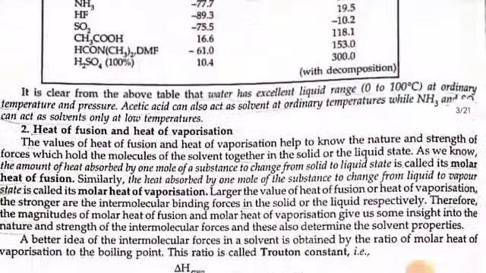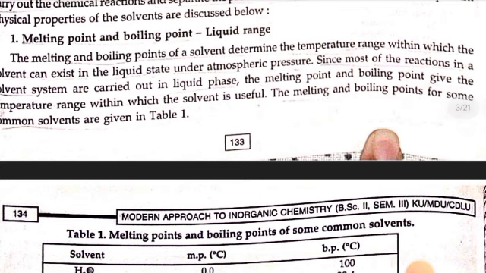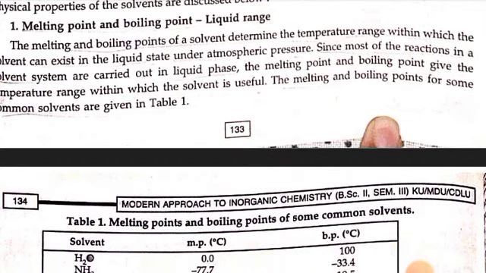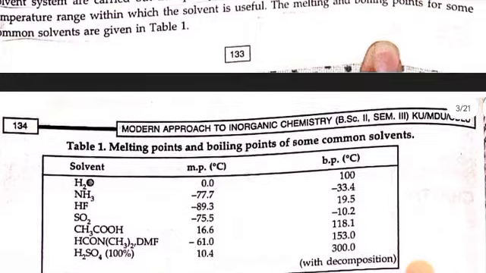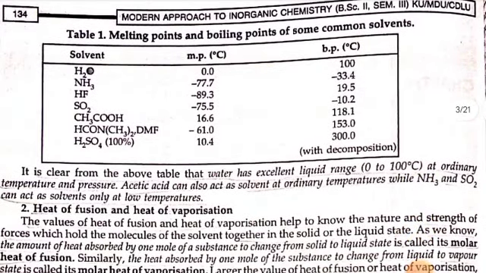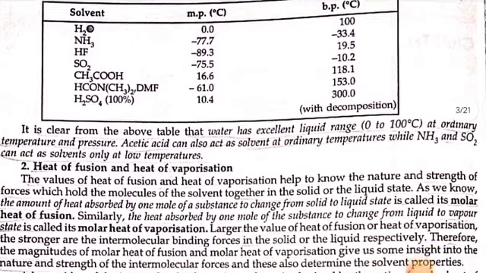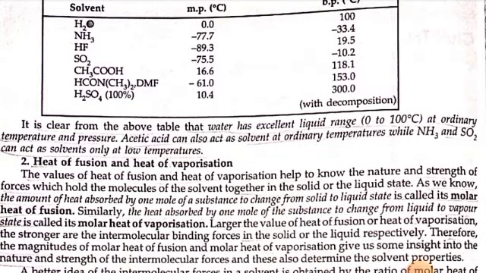The melting point and boiling point of a solvent determine the temperature range within which it can exist in the liquid state under atmospheric pressure. Since most of the reactions in a solvent system are carried out in the liquid phase, the melting and boiling points give the temperature range within which the solvent is useful. The melting and boiling points for some common solvents are given in the table: H2O 0.0 to 100, NH3 minus 77.2 to minus 33.4, sulfur dioxide minus 75.5 to minus 10.2.